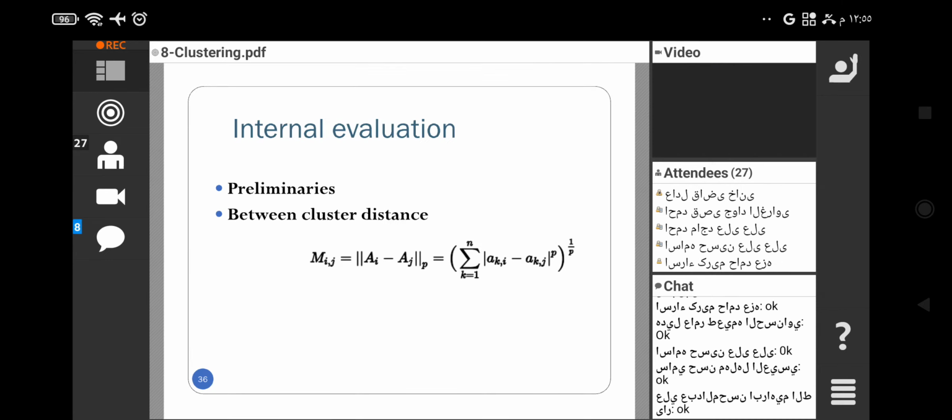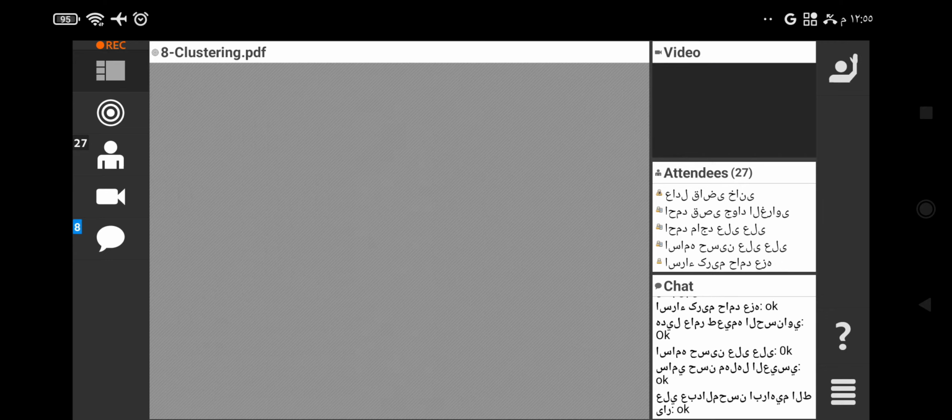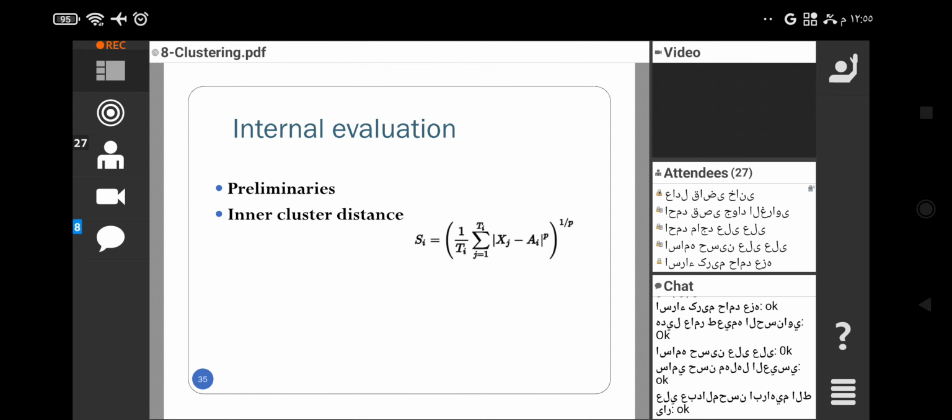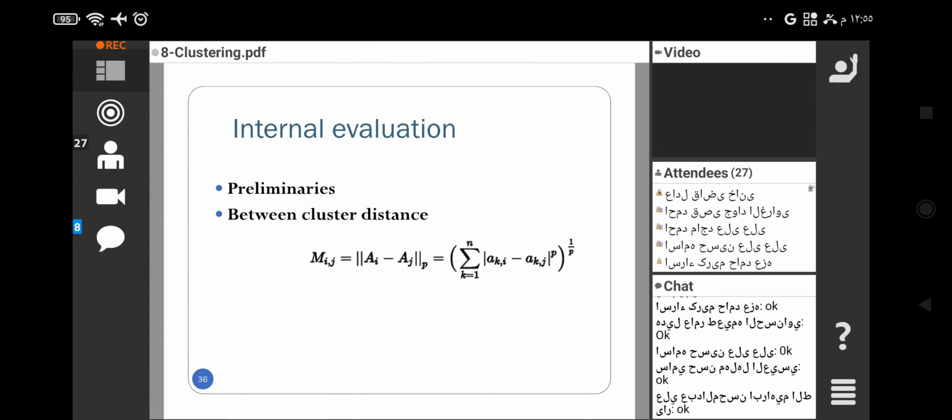The second distance is the between cluster distance. Between cluster distance means the distance between the cluster centers. If we have two clusters, cluster I and cluster J, here you see AI minus AJ, the distance between the two cluster centers. This is called between cluster distance. Okay, so inner cluster distance and between cluster distance.